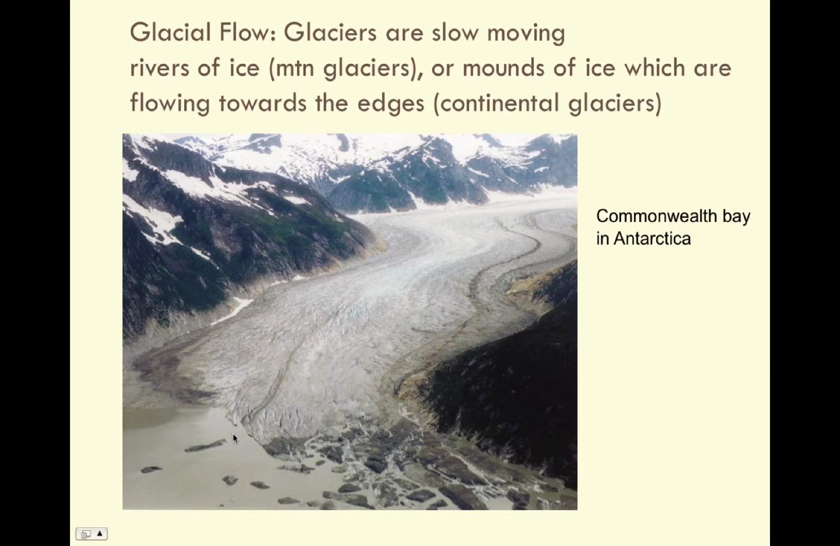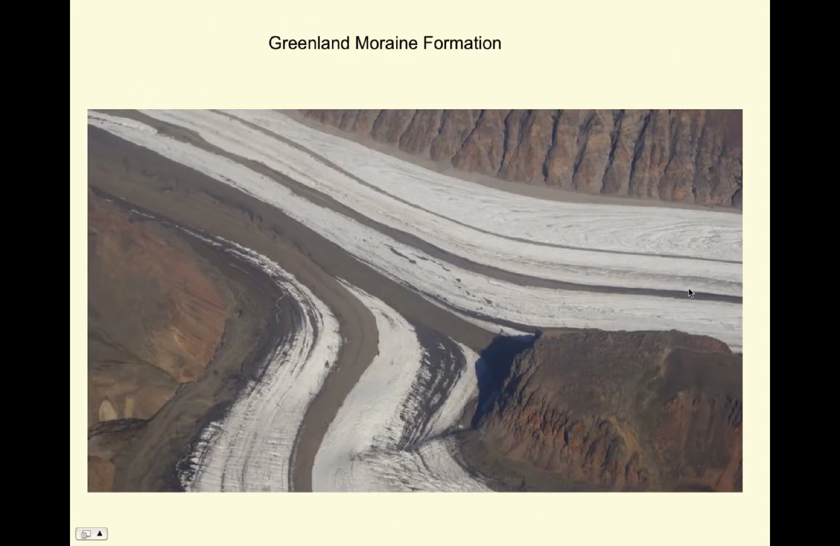Now, glaciers are a good example. Obviously, glaciers form when it's cold. Glaciers are slow-moving rivers of ice, mountain glaciers specifically, or sometimes they're large mounds of ice, like the continental glaciers which exist over Greenland and Antarctica today. Here we're looking at Commonwealth Bay in Antarctica. Here's a picture from Greenland showing a moraine, so geological evidence from glaciation.